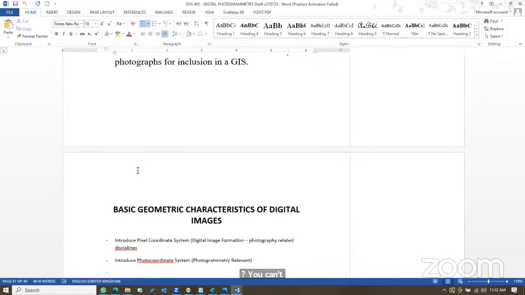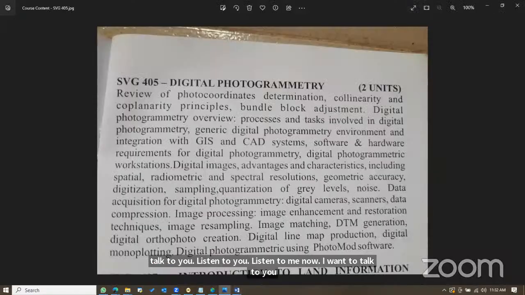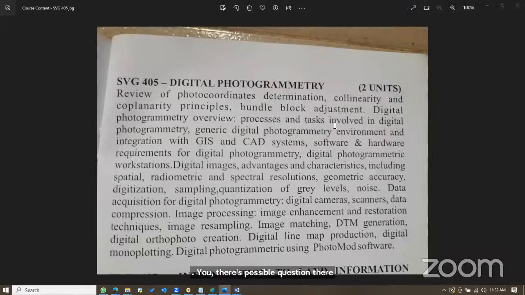Those corrections for atmospheric, lens distortion, all those things, you should just leave them. As long as I've taught you, listen to me now, as long as I've taught you, there's a possible question there. If I didn't touch it, especially, I can open some places to show you that I know I didn't touch. I'm confused. You can't be confused. How can you be confused?